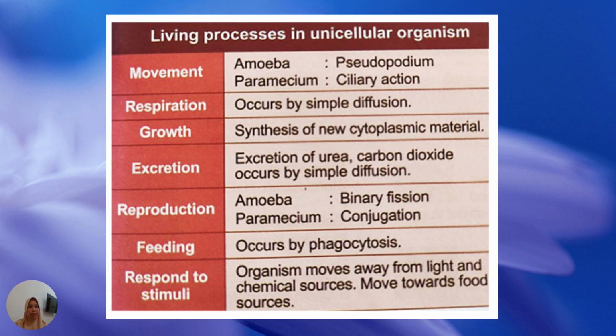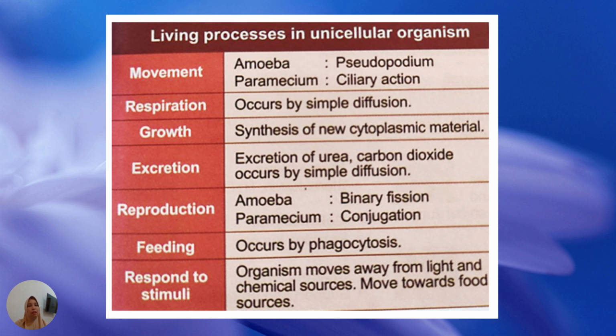And then feeding. Feeding refers to nutrition, pemakanan. Feeding of the unicellular organism occurs by phagocytosis. The same thing occurs in the paramecium. Next is response to stimuli. The unicellular organism moves away from light and chemical sources and moves towards food sources. That is the living process of response to stimuli.